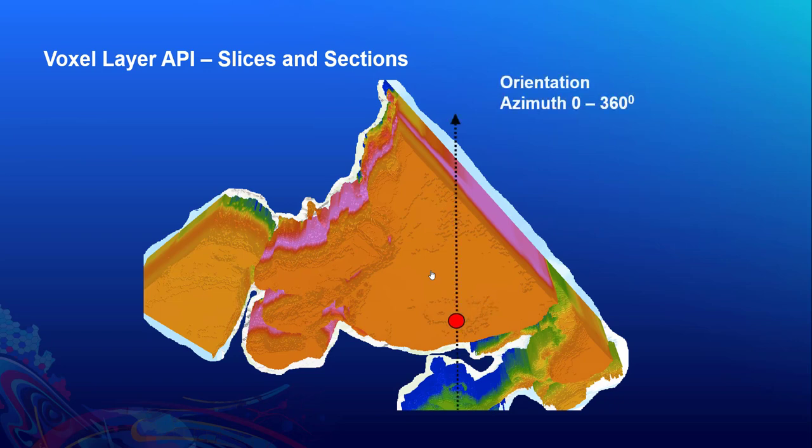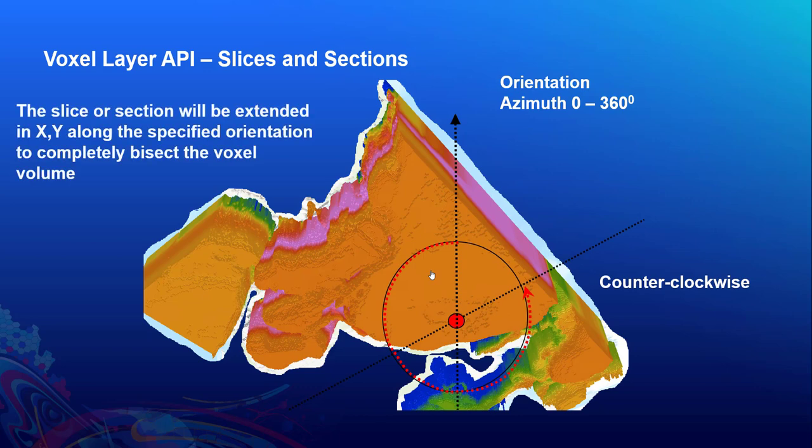The orientation is an azimuth from 0 to 360 degrees, expressed counterclockwise from north. The slice or section being defined will be extended in the XY plane along the specified orientation and will completely bisect the voxel volume.